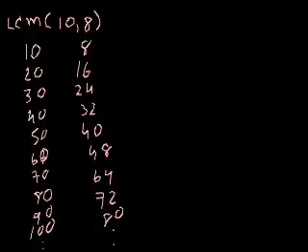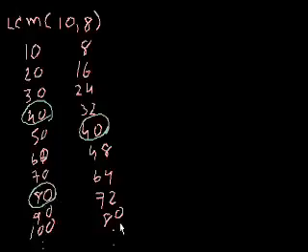So let's see if we can identify what the common multiples are. Well, immediately I see that 10 times 4 is 40, and 8 times 5 is also 40, so that's a common multiple. If we keep going, we see 10 times 8 is 80, and 8 times 10 is also 80. And if we were to keep going, we would also see that 120 is a common multiple. We'd see that 160 is a common multiple. But out of the ones we listed, 40 and 80 are common multiples.